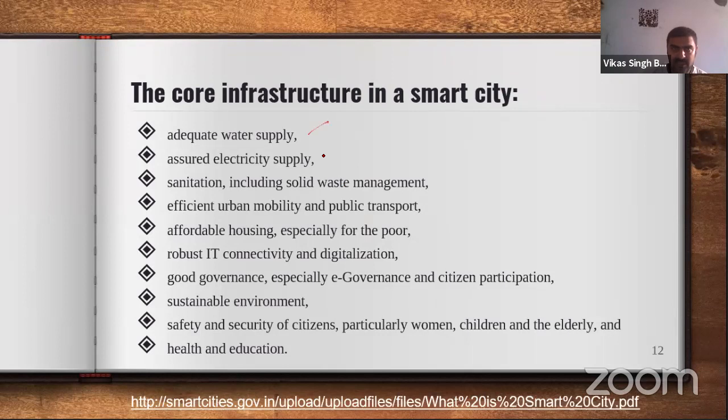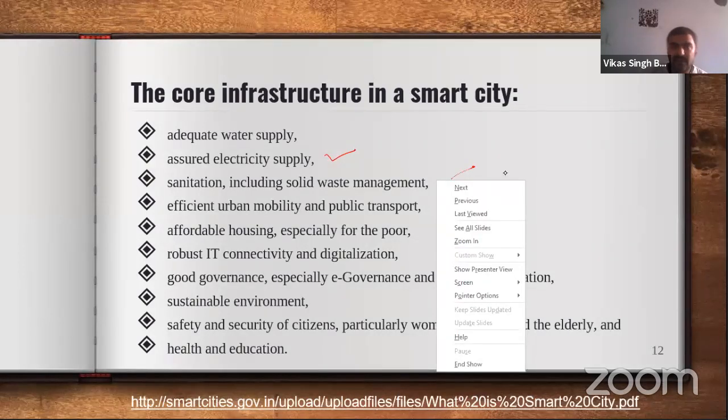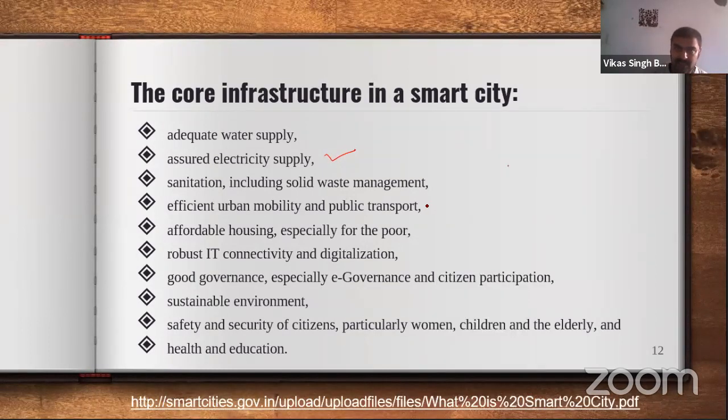As an electrical engineer, I am more worried about this electrical supply. Then sanitization or solid waste management, civil engineers may be interested in this. Then efficient urban mobility and public transport, electric vehicle, that will be the key part of this. Then affordable housing, that building energy management, that is the upcoming topic of discussion after this talk. So that is also a part of smart city, and several other parts are there.